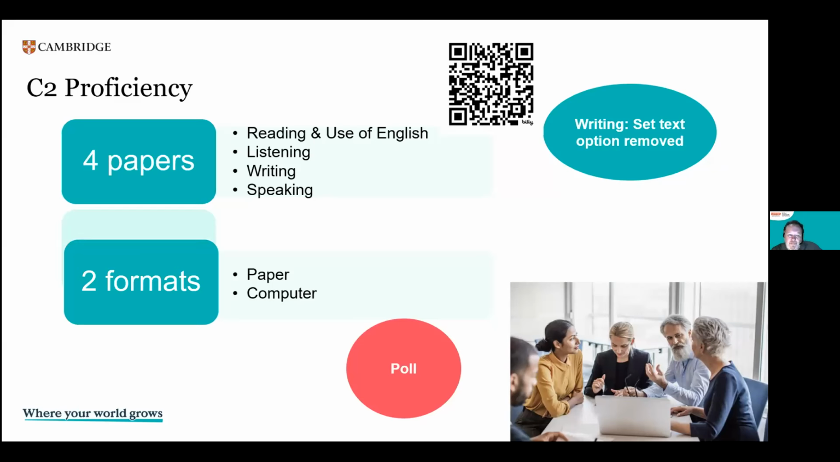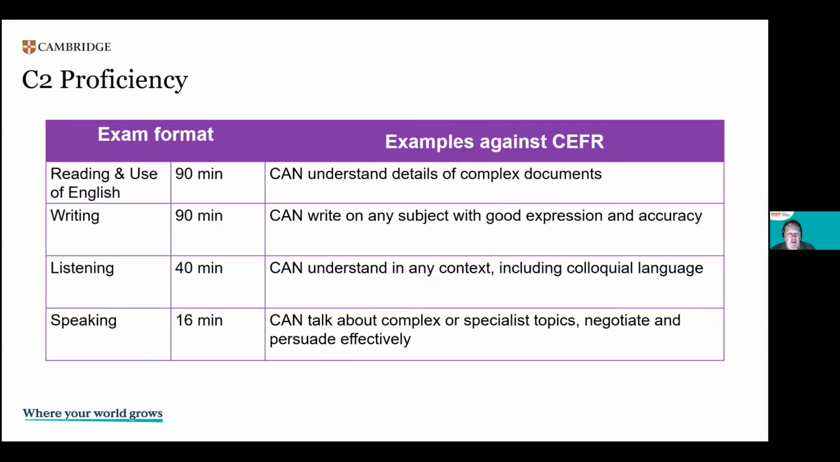Okay. So let's take a look at the timings. So reading and use of English is 90 minutes. That's an hour and a half. Writing is also an hour and a half. Listening is about 40 minutes, and speaking takes 16 minutes.